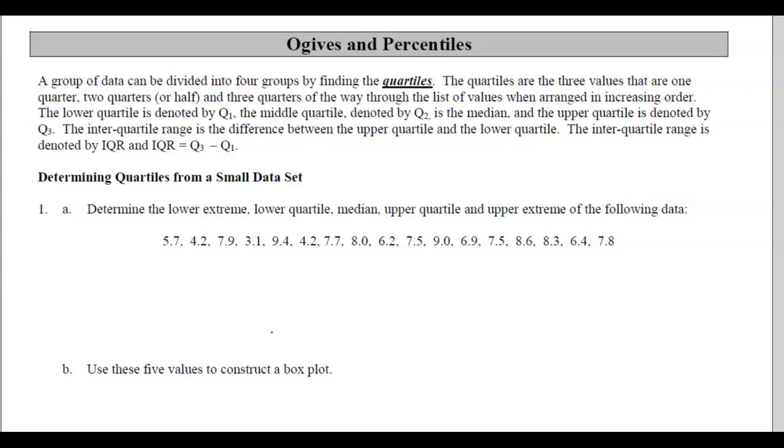Then remember the interquartile range is, in that box plot, the difference between the ends of the box, Q3 minus Q1. So determining quartiles from a small data set, it says determine the lower extreme, lower quartile, median, upper extreme, and so on. Okay, it's small, so we can do this one by hand.